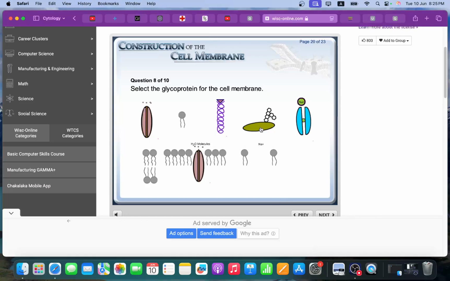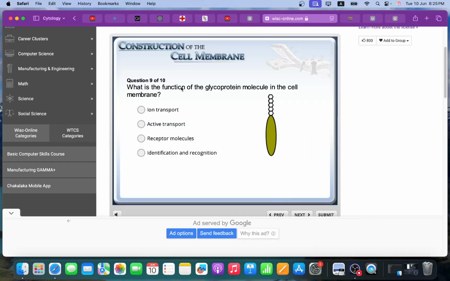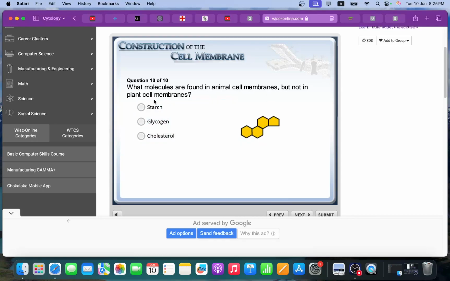Glycoprotein. This is a glycoprotein. What is the function of glycoprotein molecules in the cell? Ion transportation, no. Active transport, no. Receptor molecules, yes. Identification and recognition, yes. Correct. Identification, recognition is correct. Receptor molecule. What is a receptor molecule? Like other things can sit on it. What molecules are found in animal cell membrane but not in plant? Cholesterol. Starch, probably no. Starch is definitely found in plant cells.